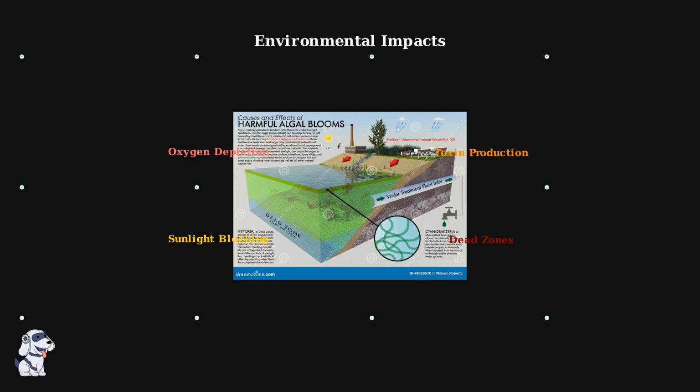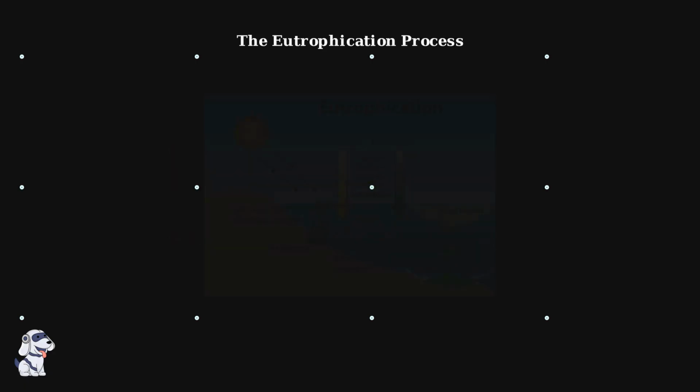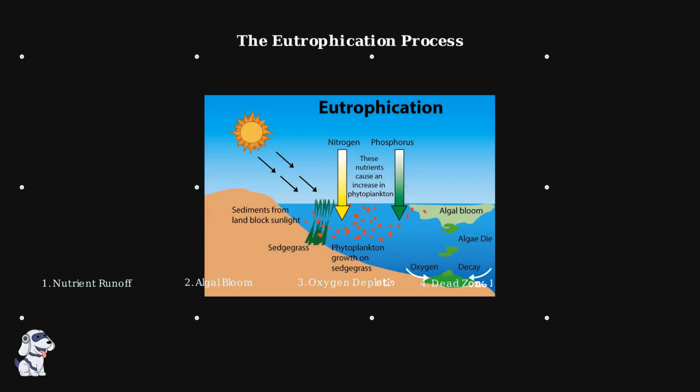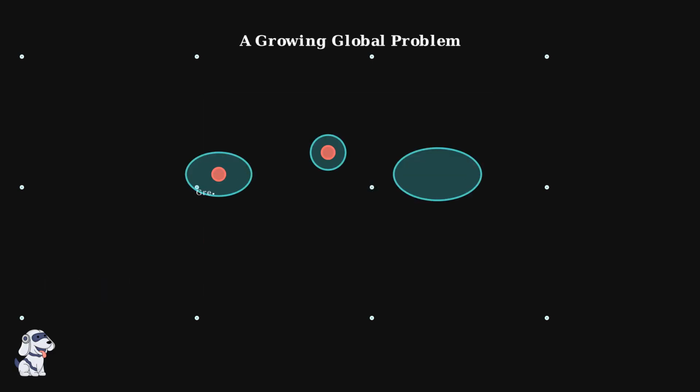aquatic life cannot survive. The process often begins with eutrophication, where excess nutrients from human activities fuel explosive algal growth. As these blooms die and decompose, they consume massive amounts of oxygen, suffocating fish and other aquatic organisms. Harmful algal blooms are becoming a growing global concern.